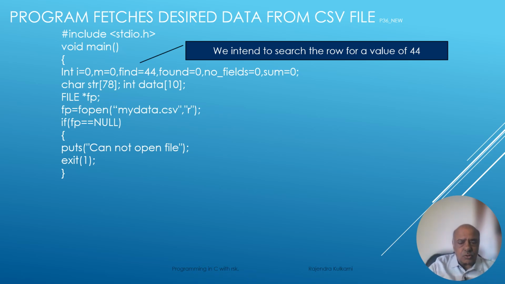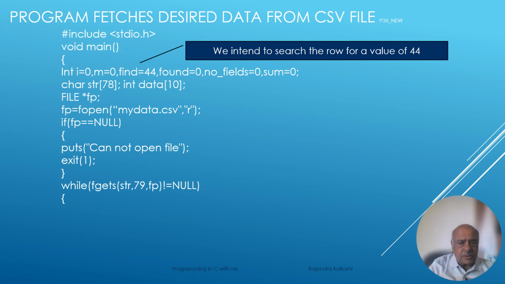If the file is not opened properly, fp contains null as its value, or the pointer fp is assigned with null, and if that happens, it indicates the file is not opened properly and cannot be accessed by the program, and we exit the program. This is only to safeguard our program and the data.